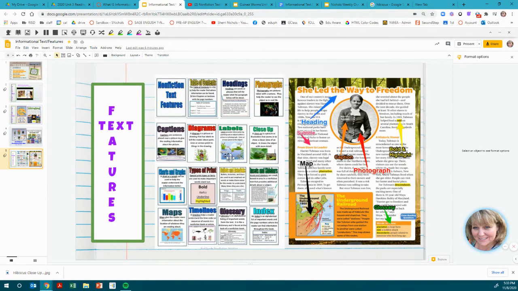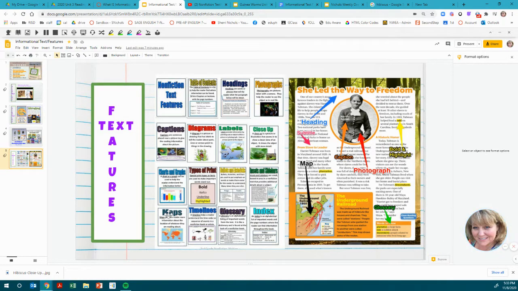Labels. Labels provide information by pointing out an object within a picture or photograph. Lines or arrows point to certain objects, like this is a label of a map. A close-up is a picture or illustration that zooms in to show something that's closer. So it's nice when they zoom in, and maybe if they're focusing on a detail about a frog's eye, then they'll zoom in and show you the eye.